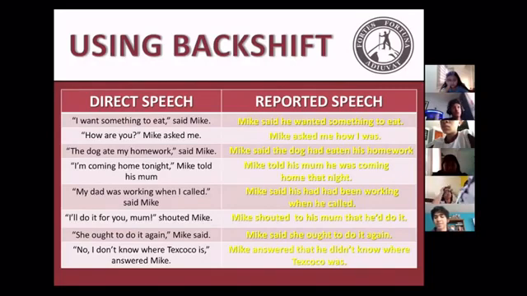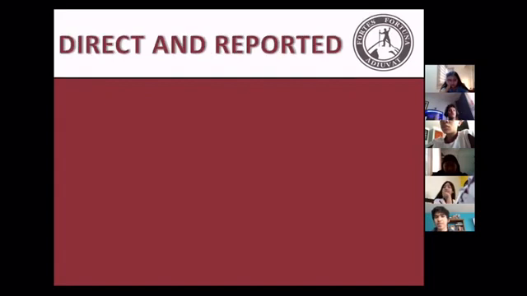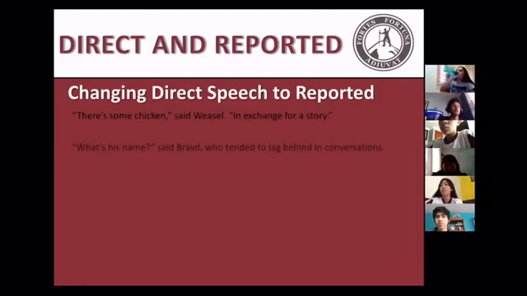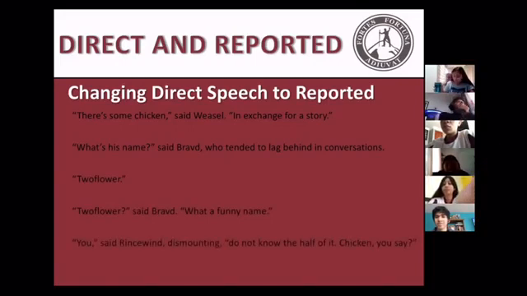"There's some chicken," said Weasel, "in exchange for a story." "What's his name?" said Bravd, who tended to lag behind in conversations. "Two Flower." "Two Flower," said Bravd. "What a funny name." "You," said Rincewind, dismounting, "do not know the half of it. Chicken, you say?"